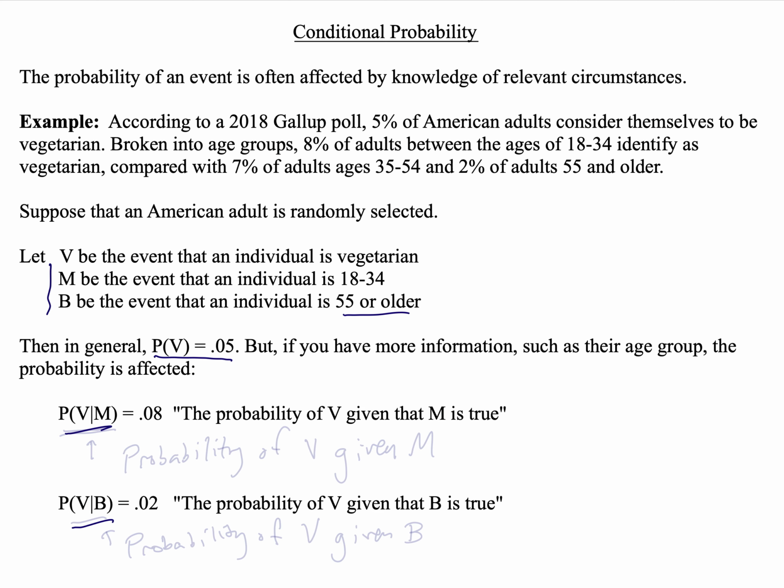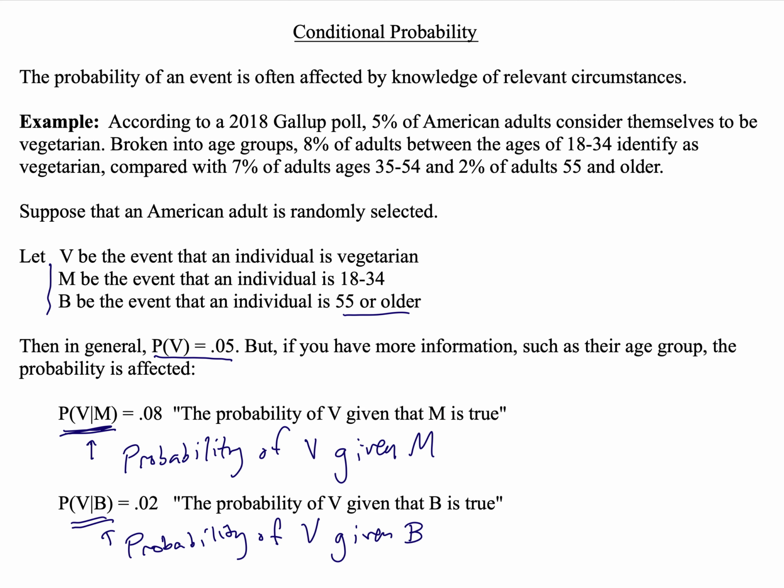So just to look at this notation a little bit more, this probability of V|M is the probability of V given M. That's how that's read out loud: probability of V vertical slash M. And similarly, this is the probability of V given B. So this is the probability that the person is vegetarian given that M is true, given that they're between that age range of 18 and 34, and the probability that the person is vegetarian given that B is true, given that that person was 55 or older.